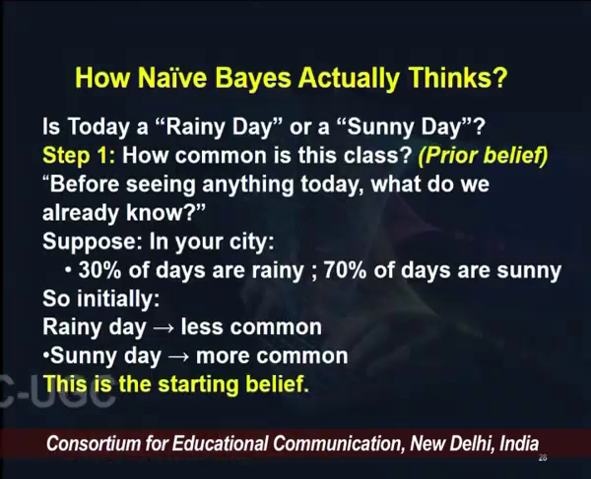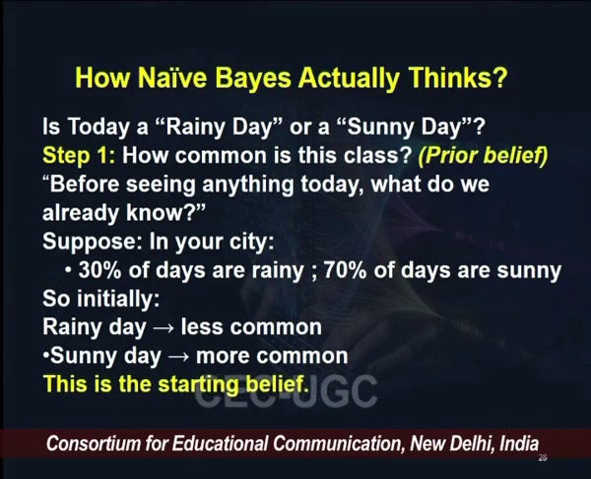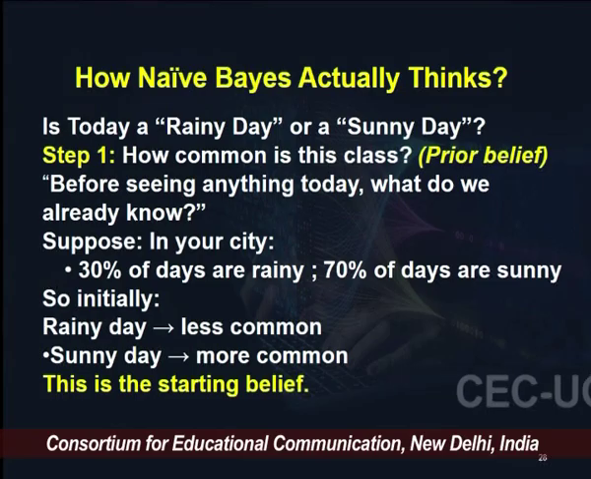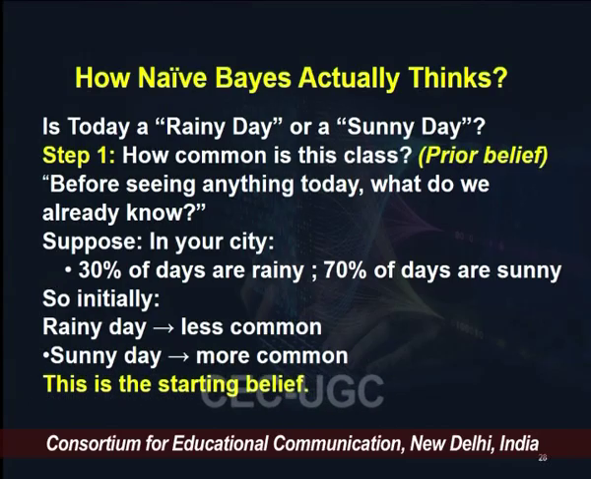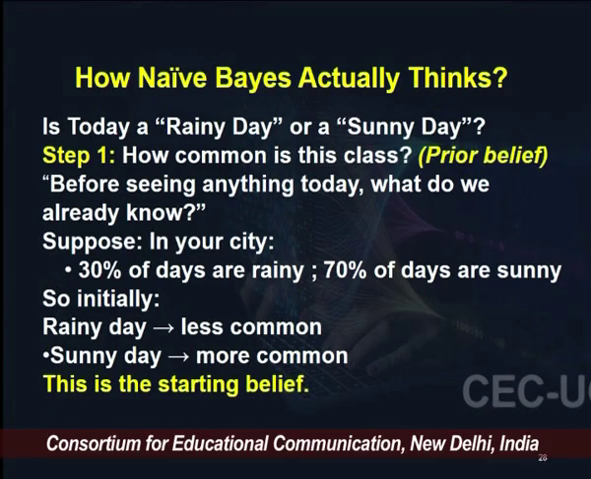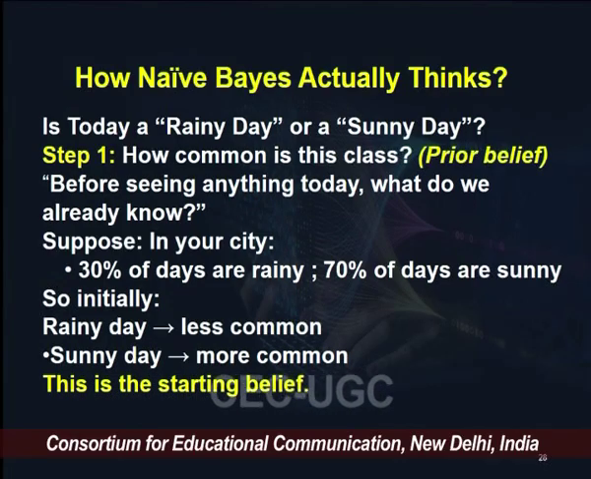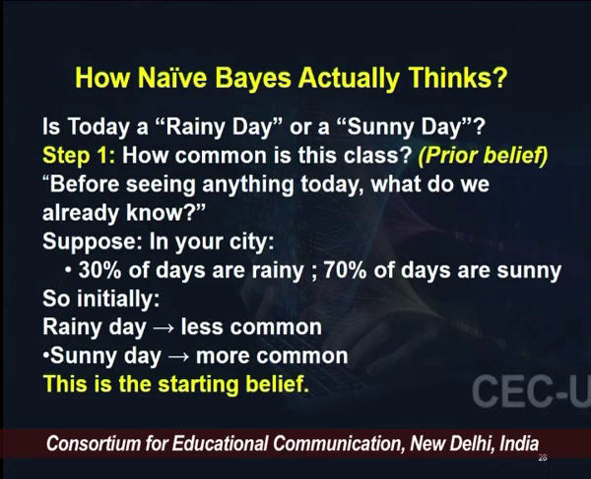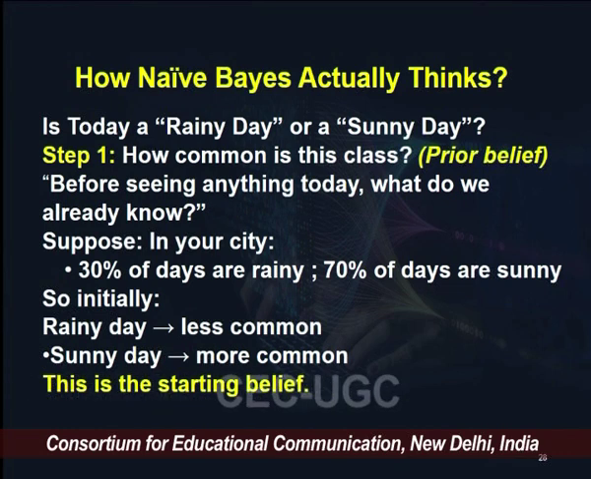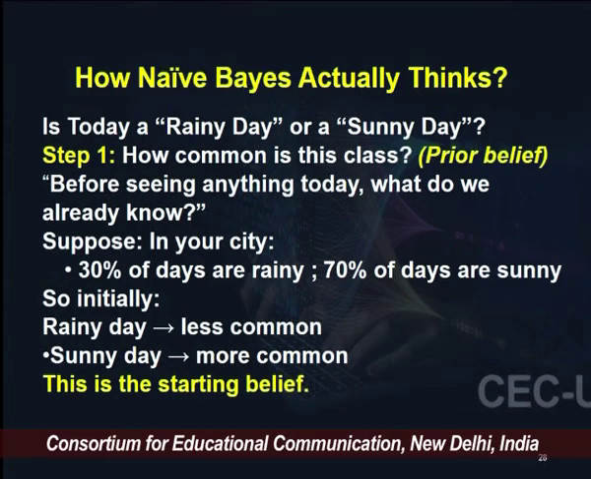So, take the scenario: is today a rainy day or a sunny day? What would be step 1? I am talking about the entire algorithm, right. How common is this class? We call this a prior belief. Before seeing anything today, what do we already know? Suppose in your city 30% of the days are rainy and 70% of the days are sunny. So, initially the rainy day is less common and the sunny day is more common, and this is the starting belief, which is nothing but the prior belief.